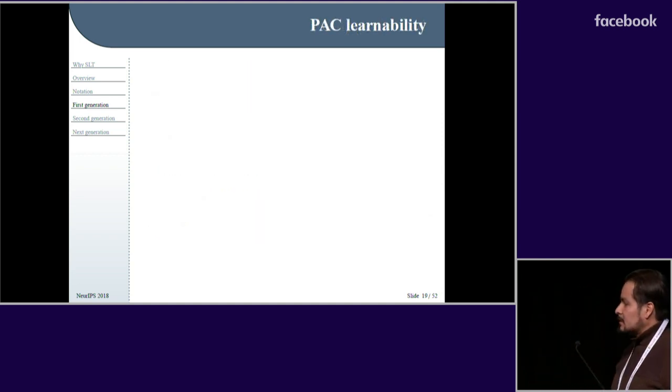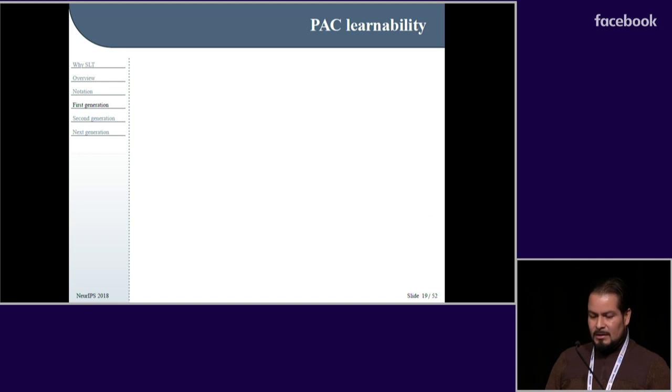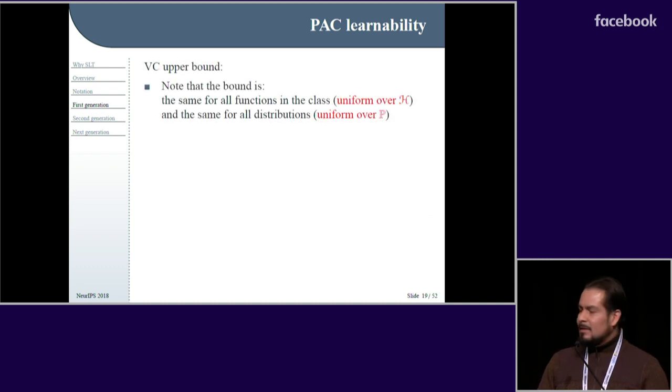It turns out that the VC theory characterizes learnability in the probably approximately correct setting, in the sense that, well, first let me mention the VC upper bound is a uniform bound, but it's uniform in a double sense. It is uniform over the hypothesis class. It tells you that the generalization gaps of all functions in the class are bounded in such and such way with high probability, but it is also uniform in the data generating distribution.